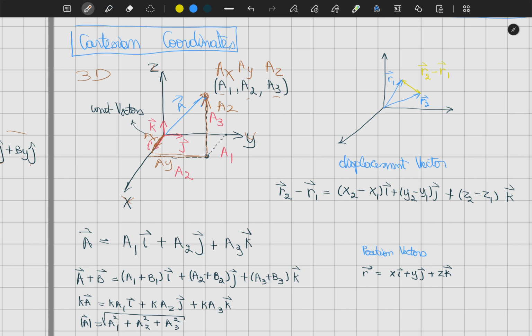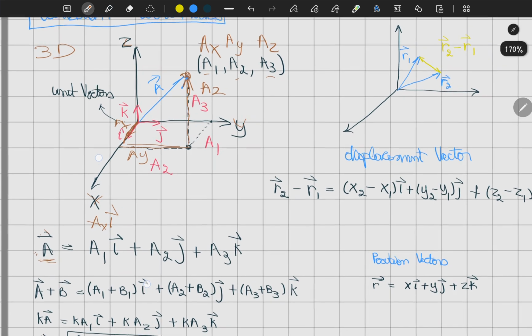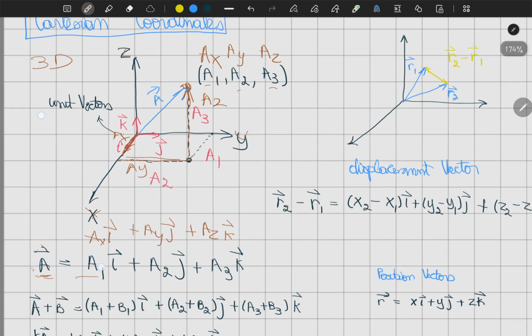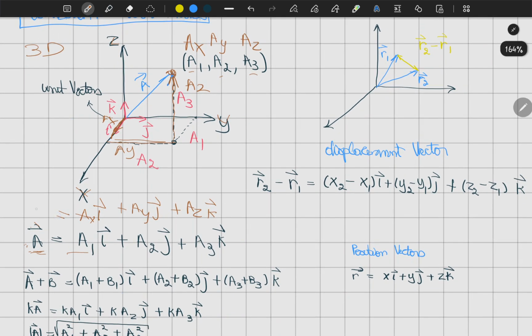So now to find the resultant vector, this is the symbol of a vector, it will be AX i plus AY j plus AZ k. So this is what you see. It's the same as this formula, so instead we call it A1, A2, A3. Okay, so that's what you see. We got our resultant vector.